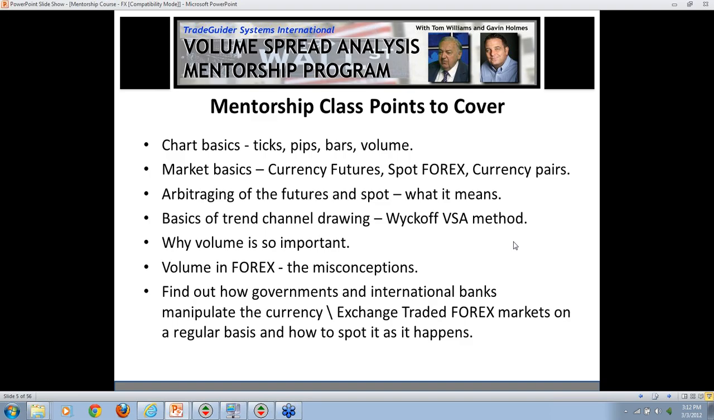It's one of the biggest businesses in the world, and there's a lot of money to be made and lost in the forex markets. When I refer to forex today, I'm going to refer to it as both currency futures, which I trade, and forex. So I'm not specifically talking about the spot forex market here. We're talking about trading currency, basically. We're going to find out how the governments and the international banks manipulate the currencies.